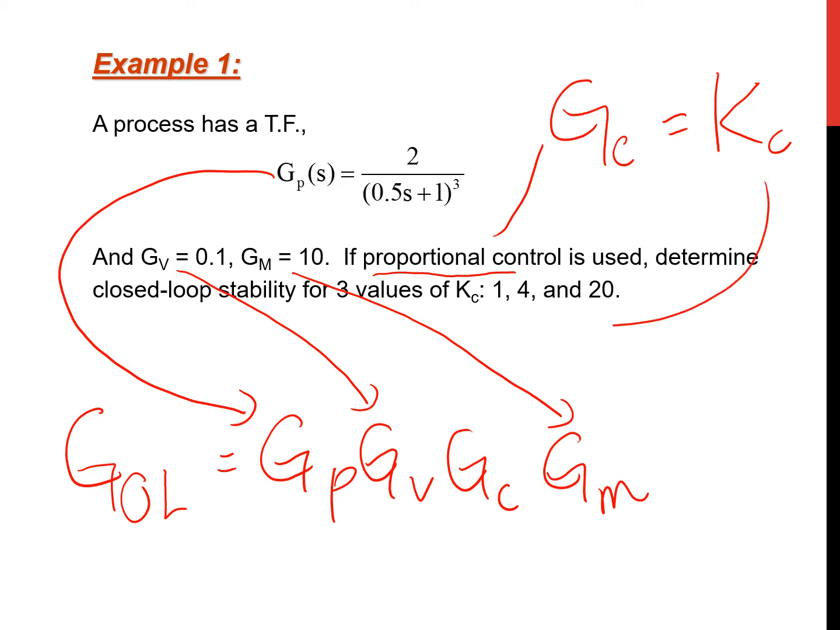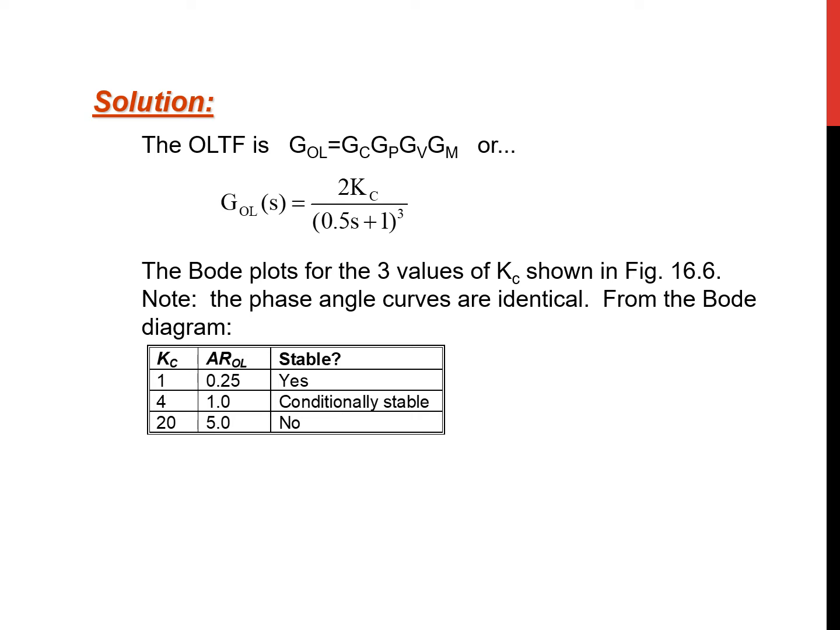So this is your transfer function for GC. In this case, the question asks you to determine the stability of this closed loop using three values of Kc: 1, 4, and 20. So we need to develop the GOL first. That means the GP must be multiplied with the GV, the GC, and the GM. So this is your GOL: 2 multiplied with 0.1, multiplied with 10, you get 2 again, and then you multiply with the Kc. For the first part, we didn't change the Kc value.